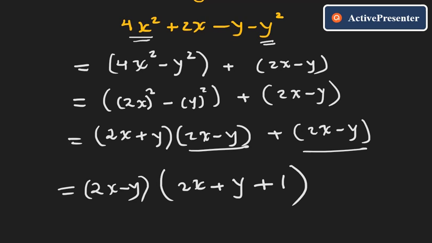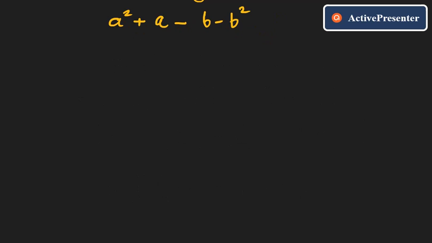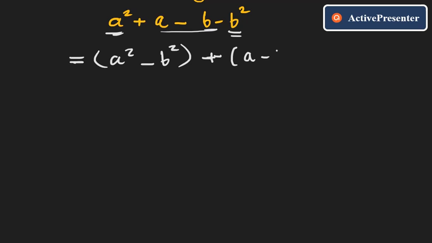Another question: a squared plus a minus b squared. How to factor this? What I will do is take these two together and these two together, so a squared minus b squared together, and then plus a minus b.